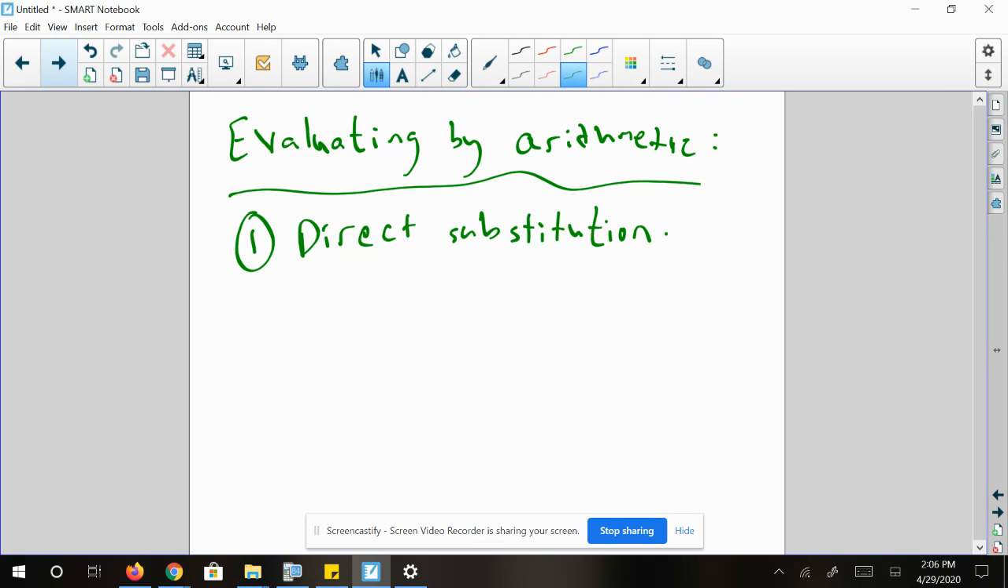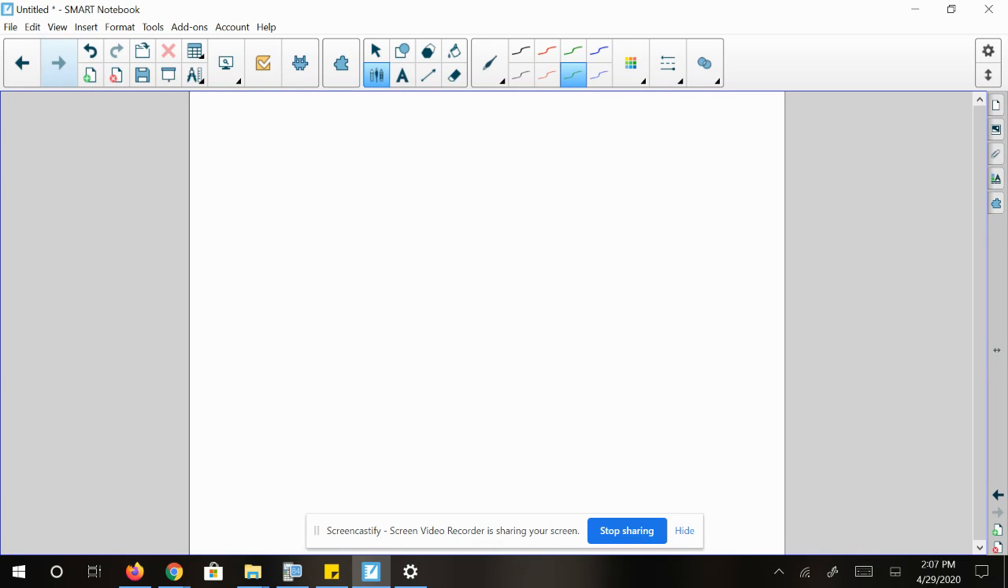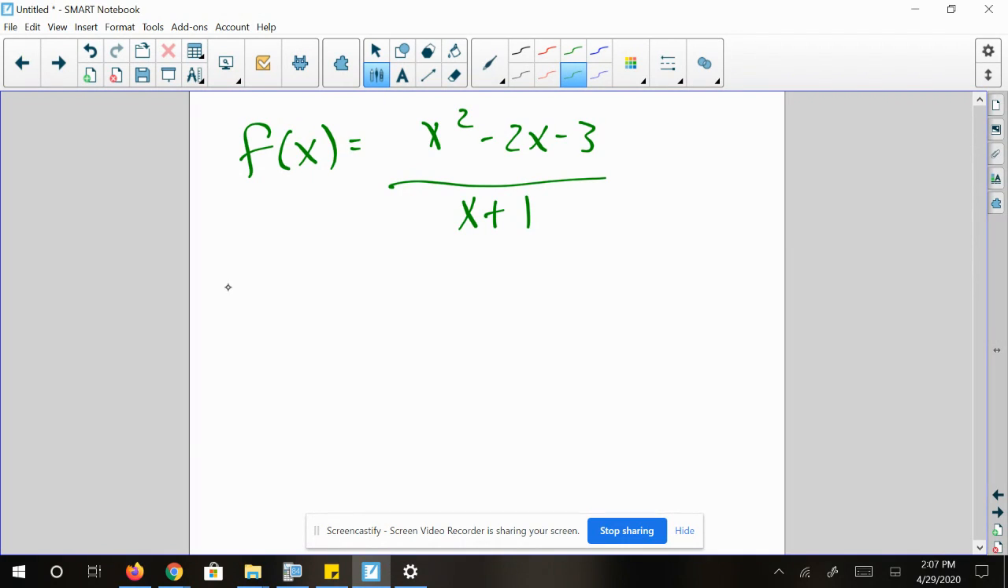Okay, now let's think of a situation where maybe this fails. Let's say that we were going to look at this function, f of x equals x squared minus 2x minus 3 divided by x plus 1. And let's say that I wanted to know what's the limit as x approaches, we'll start out with this, 4. Okay, well, let's check if direct substitution works.